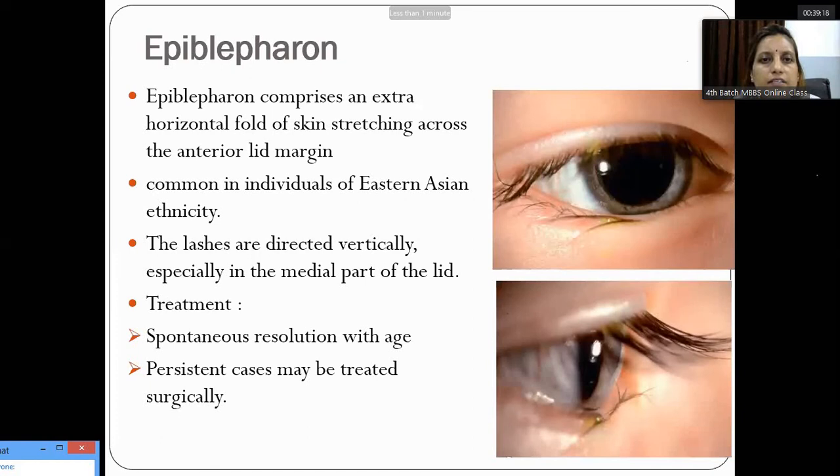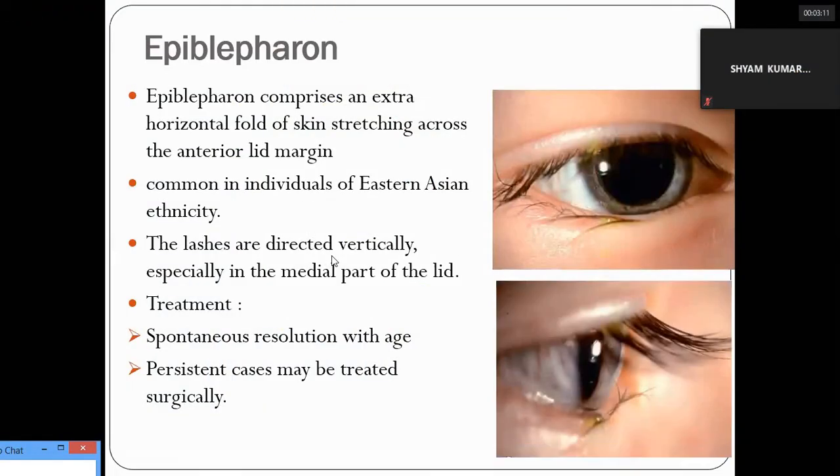Epiblepharon comprises an extra horizontal fold of skin stretching across the anterior lid margin. So we have a lid margin, lower and upper, and you can see this lid margin, the one fold of skin is there. Commonly seen in individuals of Eastern ethnicity. So epiblepharon is a common condition which we see in our ethnicity, especially in Gurung and Magar types of ethnicity.